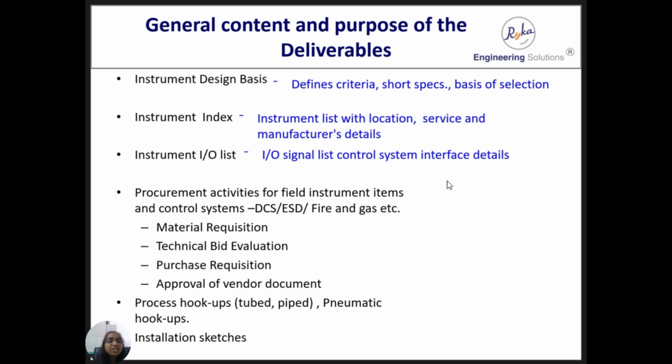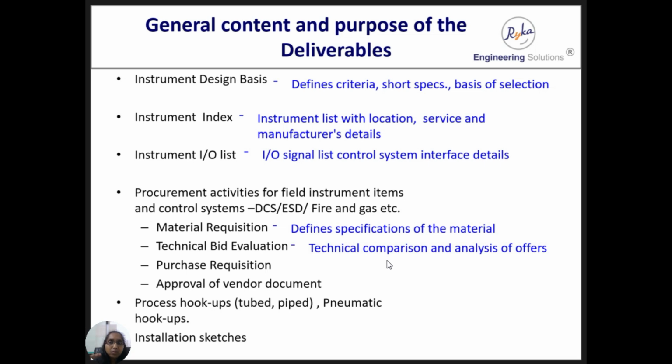Then procurement activities for field instrument items and control system items. Control system can be any system: DCS, ESD, fire and gas, etc. Under material procurement activities, there are 4 types of stages. One is floating the inquiries, that is material requisition. Material requisition defines specifications of the material. Then after inquiries are floated in the market, vendor offers are received.